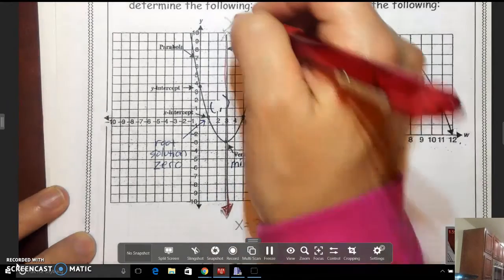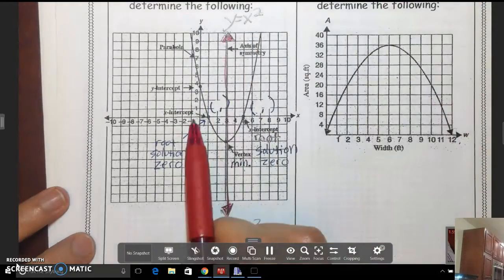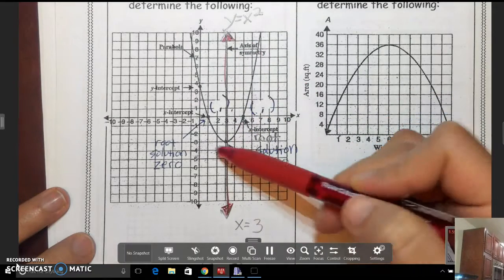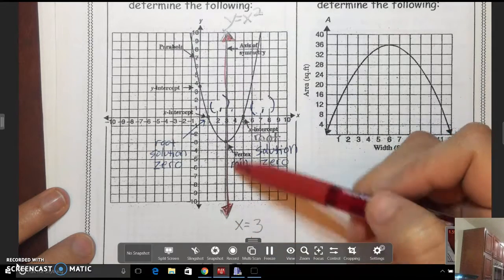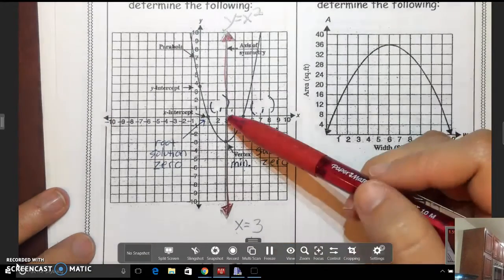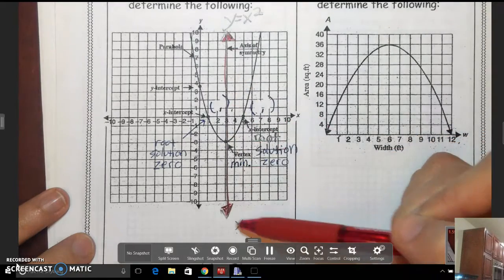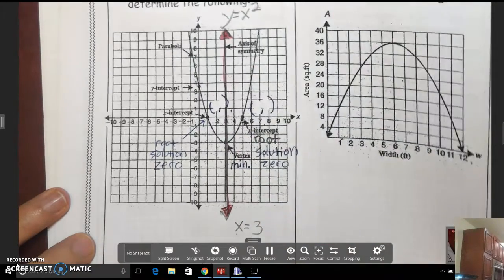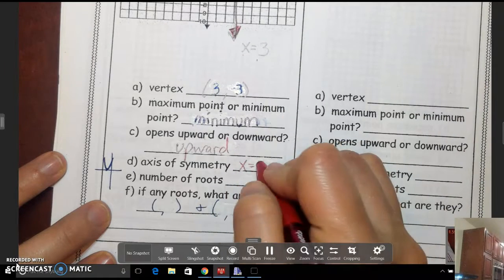It's the line that divides the graph into two equal sections. So they're like mirror images of each other. That line that divides those two equal pieces is called the axis of symmetry, and you're going to have to describe it as an equation. So the equation of a vertical line, you should know, is always x equals some number. So wherever that line crosses the x-axis, that's the number it's going to be equal to. So the equation for this line is going to be x equals 3, because that's where it crosses the x-axis. So axis of symmetry is going to be x equals 3.